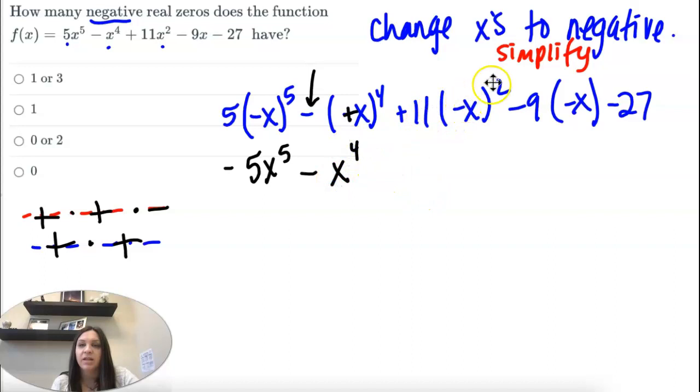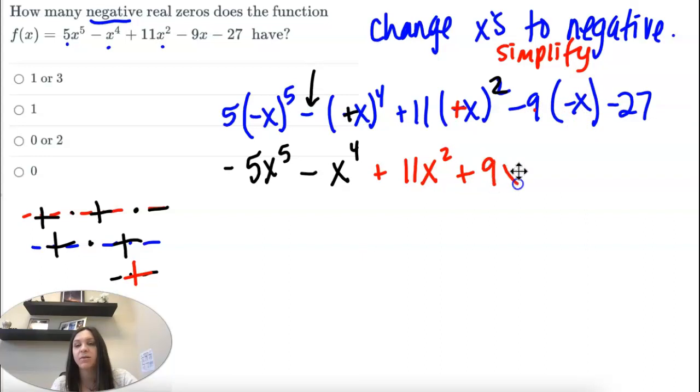And then negative x squared, a negative times a negative is a positive. So when we square something, it actually goes positive. So we're still going to have positive 11x squared. Now I have negative 9 times negative x. A negative times a negative is a positive. So now we have a positive 9x. And then the minus 27 stays.